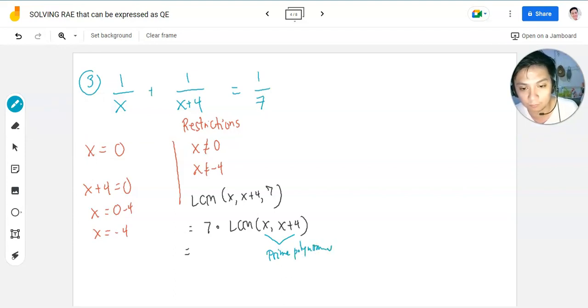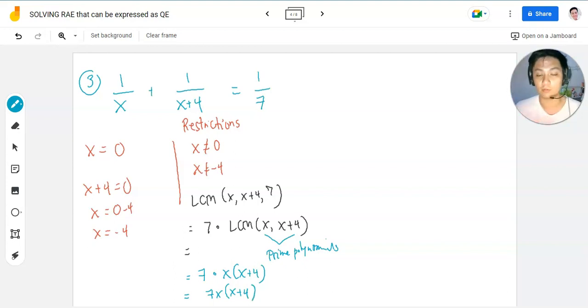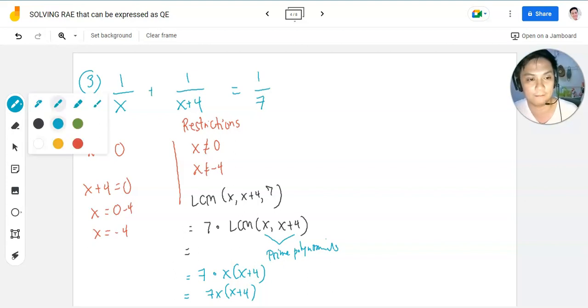Meaning, ang factor lang nila ay sarili nila and 1. So, ibig sabihin, their LCM is just their product, meaning 7 times the product of x and x plus 4. So we can rewrite this as 7x times the quantity x plus 4. So mas maiging naka-factored form muna siya. Okay? Para pag nag-multiply tayo later, we can easily see ano yung pwedeng makancel. Okay? So let's do just that.